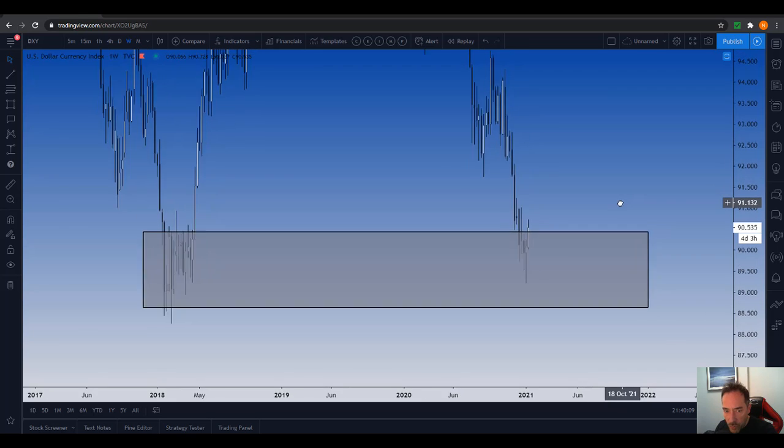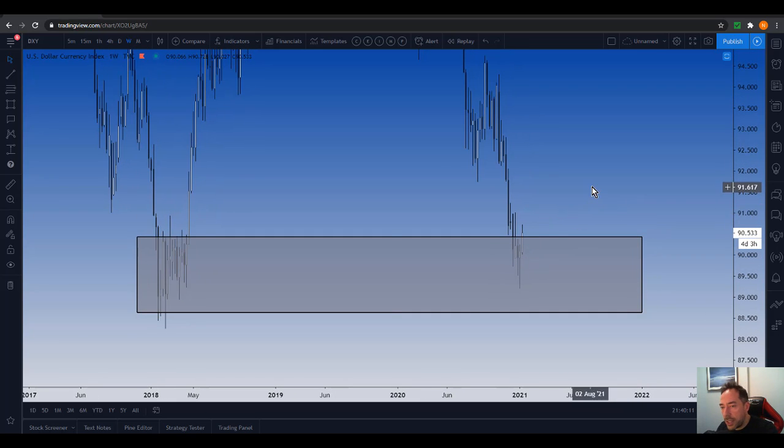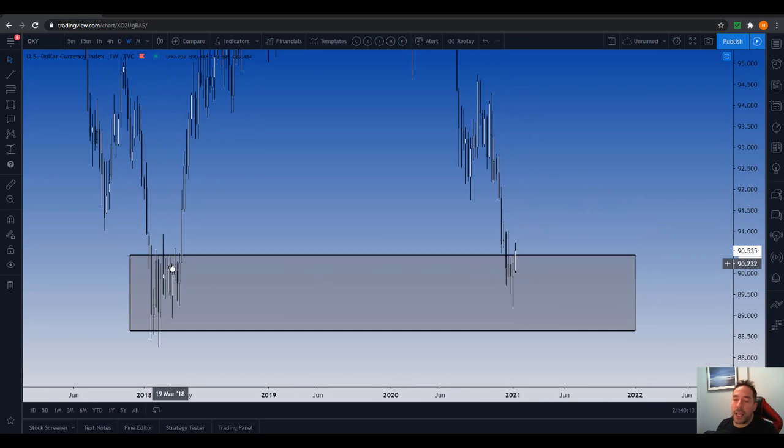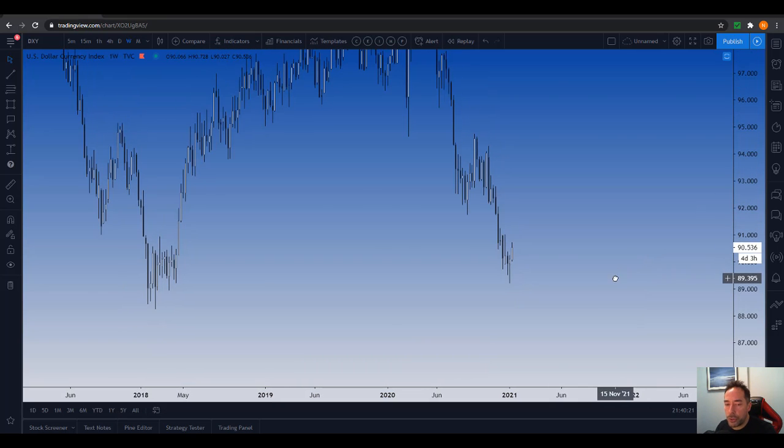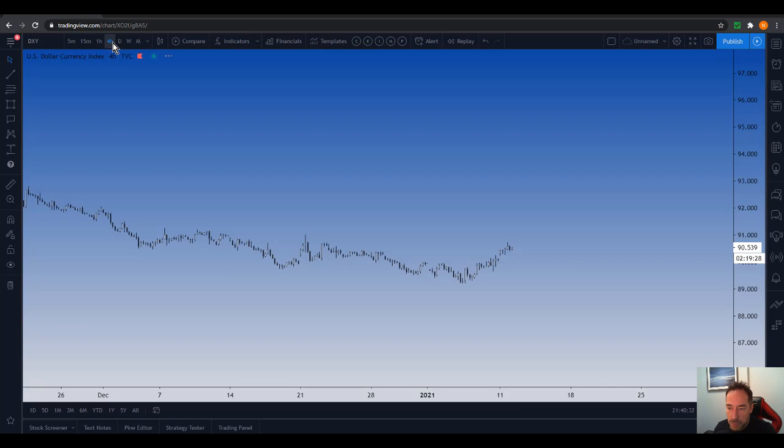So are we going to see the same thing happen again, or are we going to have a bit more of a correction, possibly into $92 before we see some more downside? Let's just have a little look at the smaller time frame.